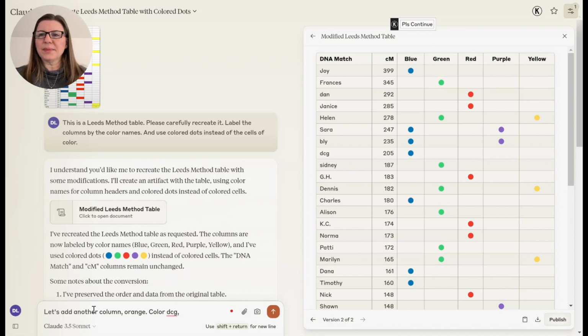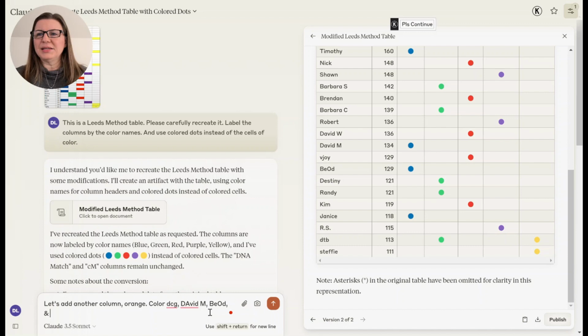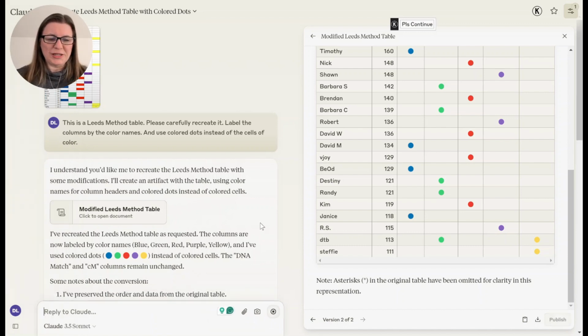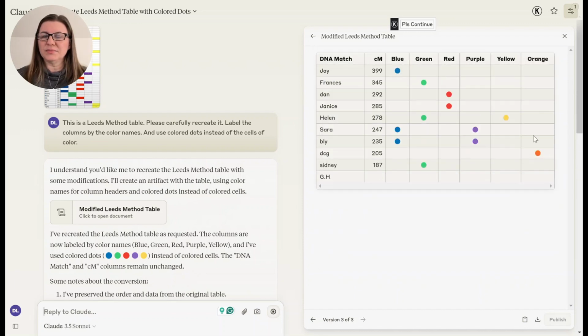DCG, David M. Let's make sure they have these names correct. Yep, David M. And it doesn't matter that I mistype that. B, Ode, and Janice, orange. So we should have 4 orange people. And then we're going to see how it can combine those.